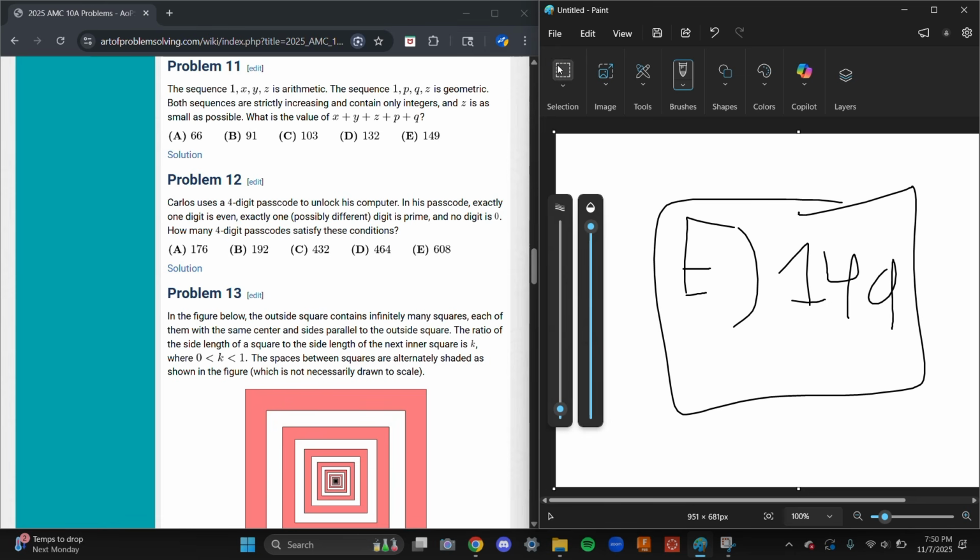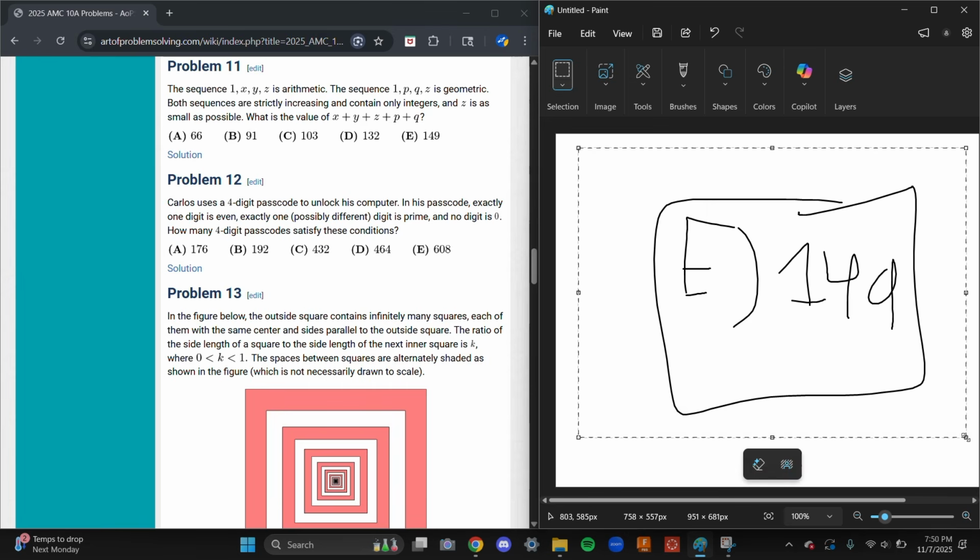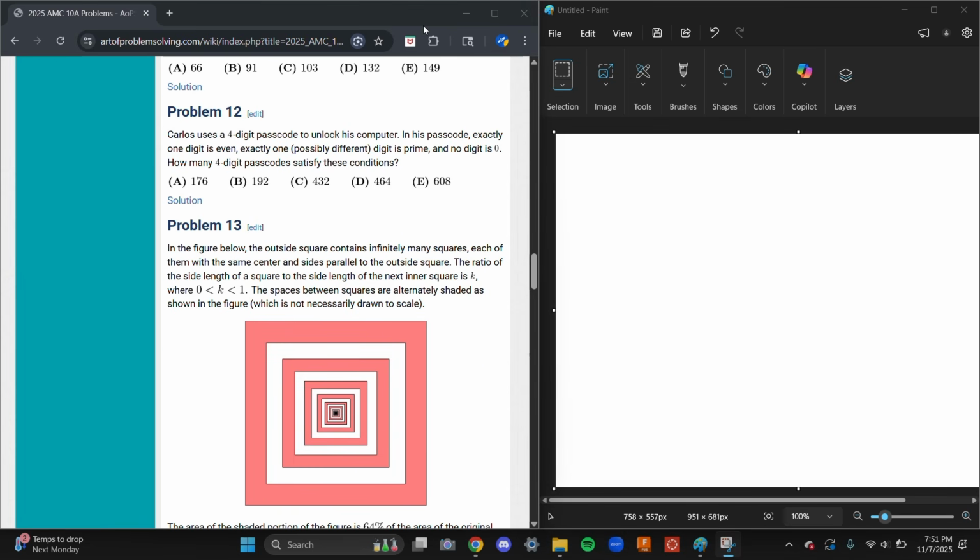Okay, now let's move on to problem number 12. Problem number 12: Carlos uses a 4-digit passcode to unlock his computer. In his passcode, exactly one digit is even, exactly one, possibly different, digit is prime, and no digit is 0. So how many 4-digit passcodes satisfy these conditions?